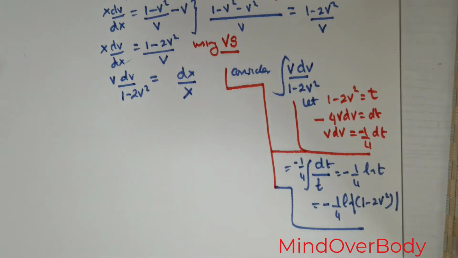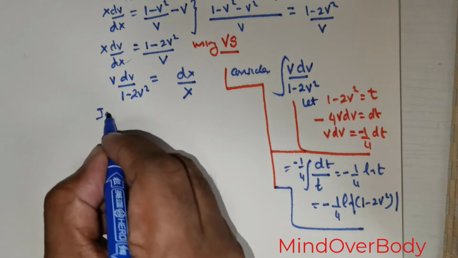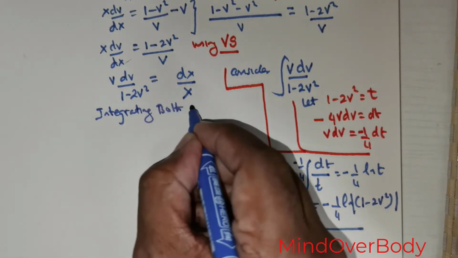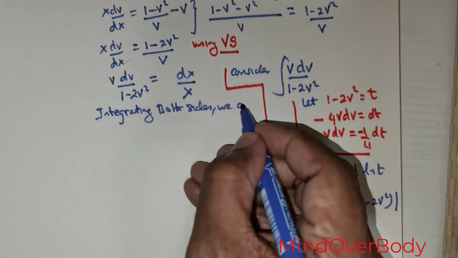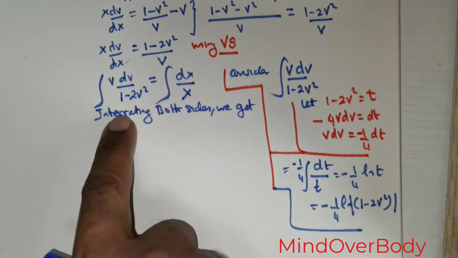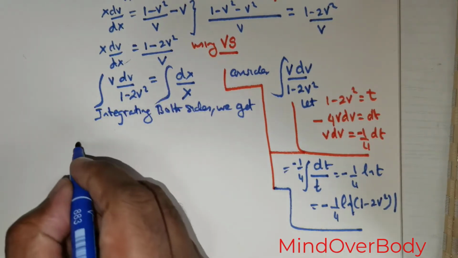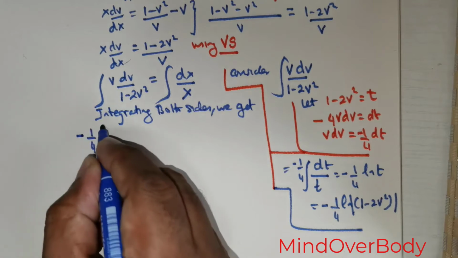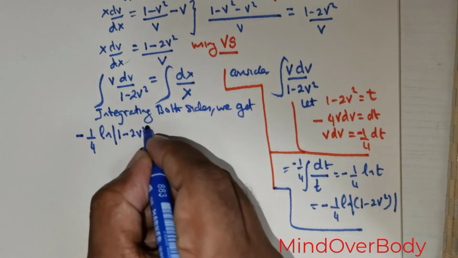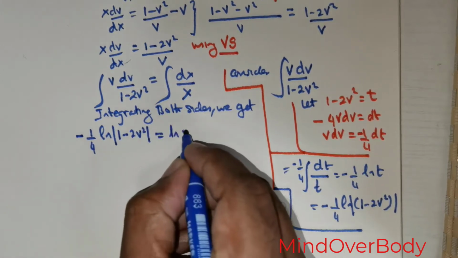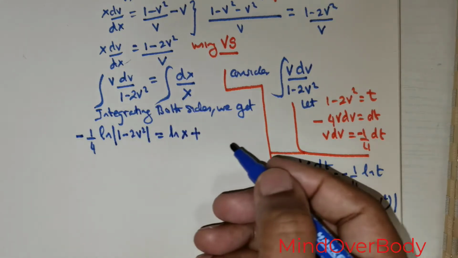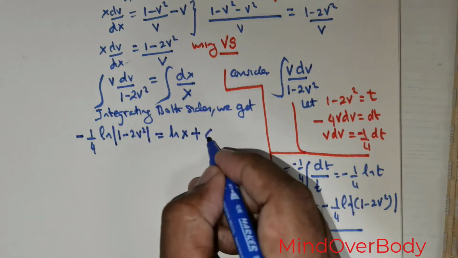So now I would start off by saying integrating both sides, we get, so what do we get? Integral of this, when we integrate this we get this. So I would place that negative 1 over 4 times ln modulus 1 minus 2 times v squared is equal to ln of x. Of course there is a constant c that is involved. Probably we can place that constant c there.